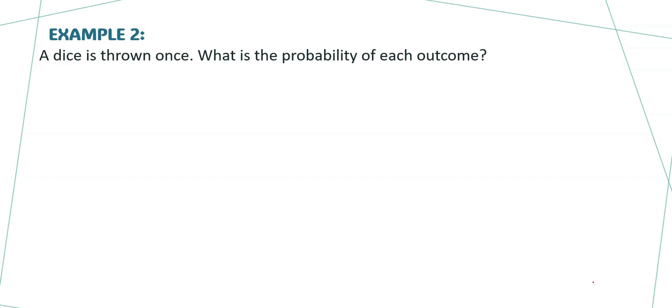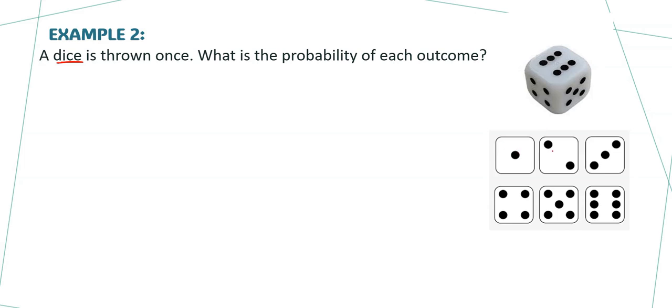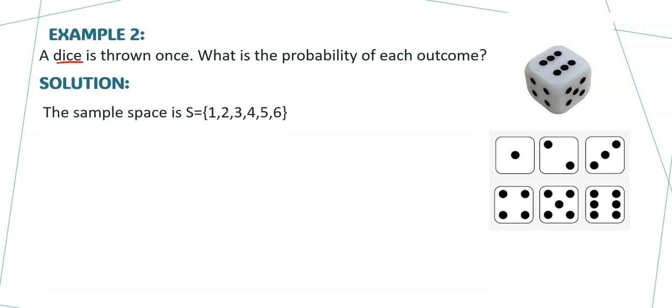A dice is thrown once. What is the probability of each outcome? So the dice, again, is this, and the possible outcomes you can see are the numbers 1, 2, 3, 4, 5, 6. So what do you write as the sample space here? Numbers from 1 to 6. So how many outcomes are there? 6 outcomes. Okay. Now, what do they want? What is the probability of each outcome?